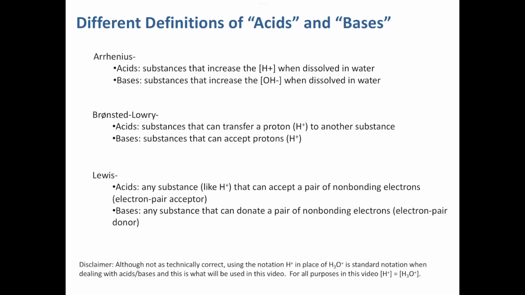So the Arrhenius definition of an acid is a substance that's going to increase the hydrogen ion concentration when dissolved in water. So that could be something like HCl, which when dissolved in water will ionize to form hydrogen ions and chloride ions. And we know that this method of writing this acid ionization in solution is a little bit of a simplification. We know that in water, your protons are going to interact with water to form hydronium ions.